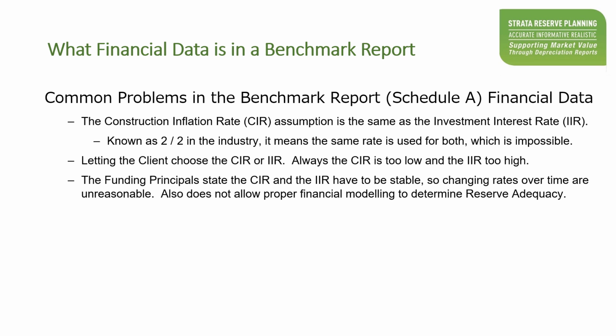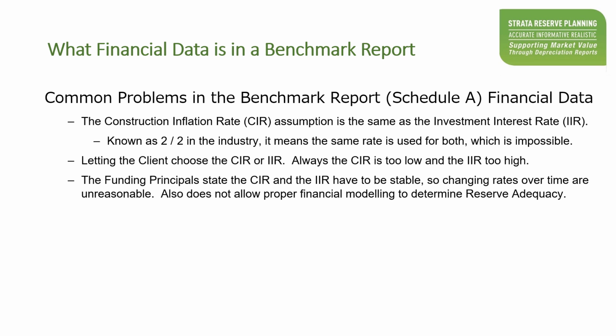So common problems that we see on the financial side is the construction inflation rate assumption is the same as the investment interest rate assumption. We discussed this in an earlier video. This is known as 2 and 2 in the industry. We see this a lot with the provider lets the client choose the CIR or the IIR. This always leads to the CIR being too low and the IIR being too high.